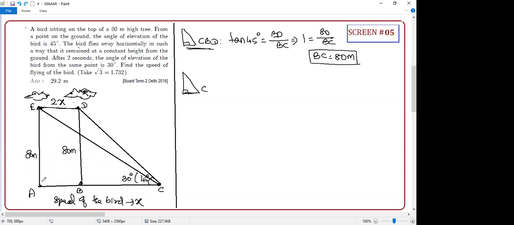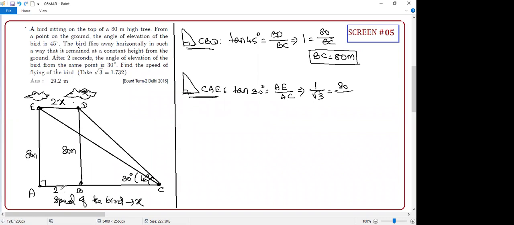AEC. No, guys, always keep the 90 degrees in the middle to avoid confusion: CAE. Now tell me which theta? Tan 30 degrees. The opposite is AE, the adjacent is AC. As usual, sir, shall I directly write? No, first write the letters, that's the rule we are following. So tan 30 equals what? 1 by root 3, which equals AE over AC. AE is 80. And AC is what? BC, which you already know is 80, plus 2x plus AB.